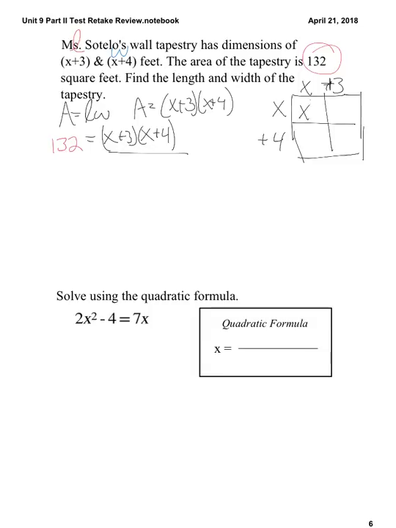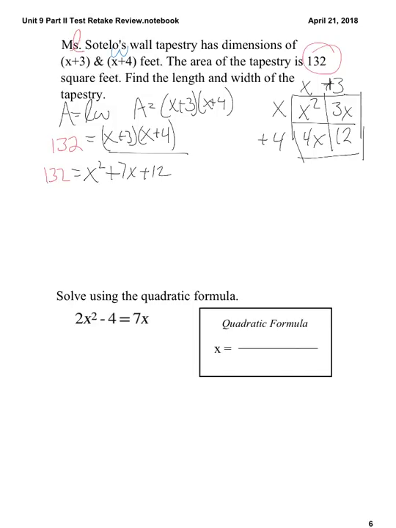X times x gives us x squared. X times 3 gives us 3x. 4 times x gives us 4x. And 4 times 3 is 12. So now we have 132 is equal to x squared plus 7x plus 12. You'll notice the b term there, because our leading coefficient is 1, is just the sum of 3 and 4, and our c term is just the product of 3 and 4.